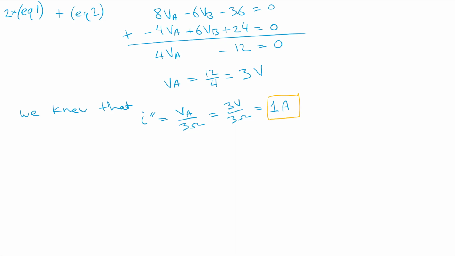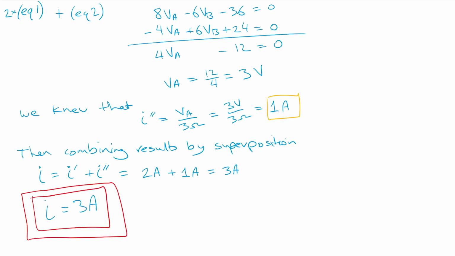4 VA, 0 VB, and minus 12. Okay, and then we can solve for VA, and we can find that it's 3 volts. And then we knew from earlier that I double prime was VA divided by 3 ohms, and then by solving we can find that I double prime is 1 amp. So then we're almost finished.